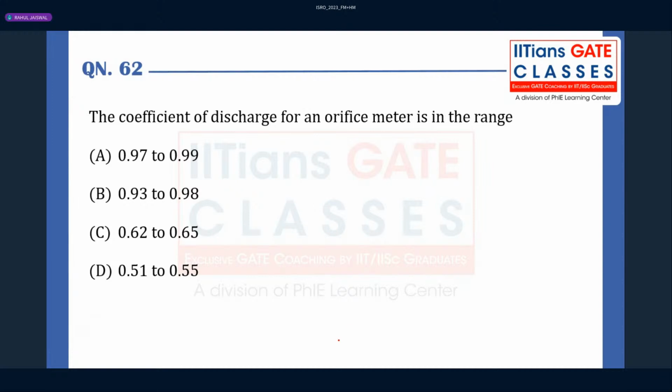The next question is: the coefficient of discharge for an orifice meter will be... Generally, the coefficient of discharge for an orifice meter will be very, very low, in the range of 0.6 to 0.64. Why? When you see a venturimeter, it has a CD value in the range of 0.94 to 0.98.